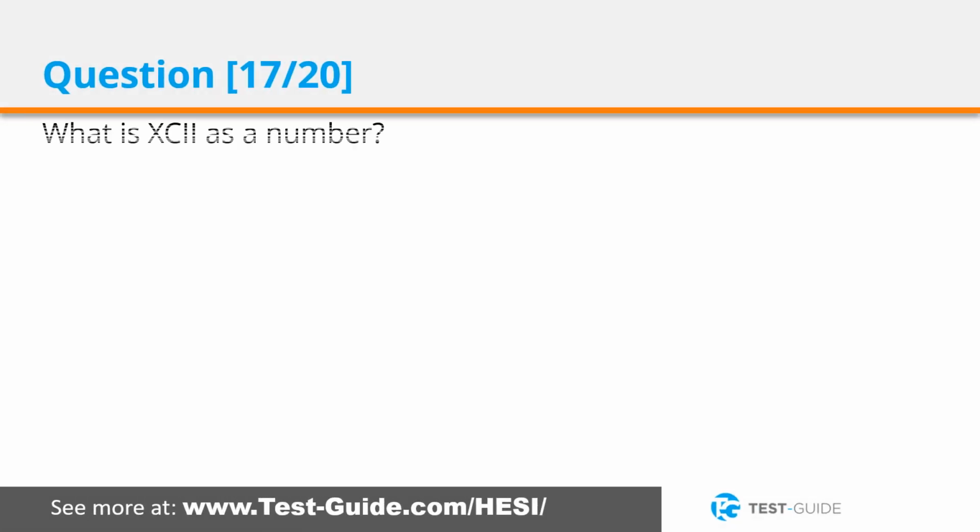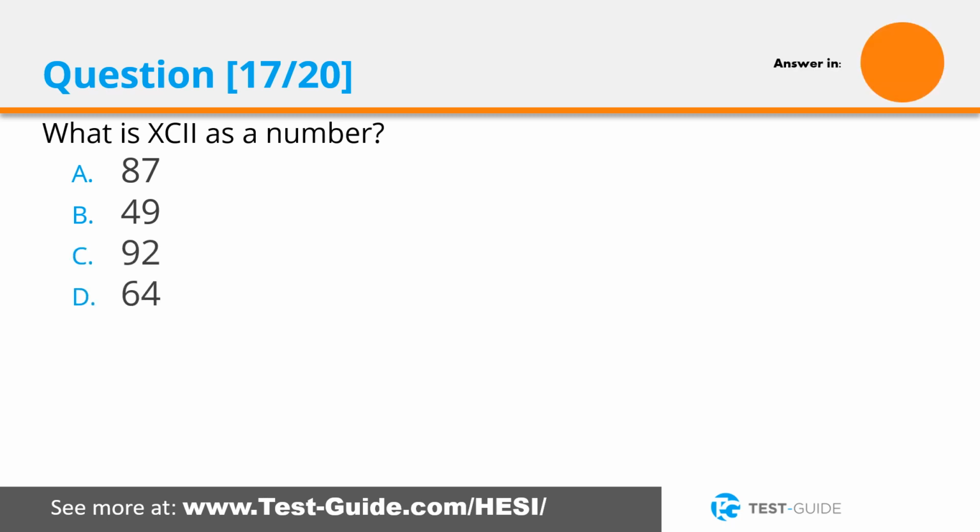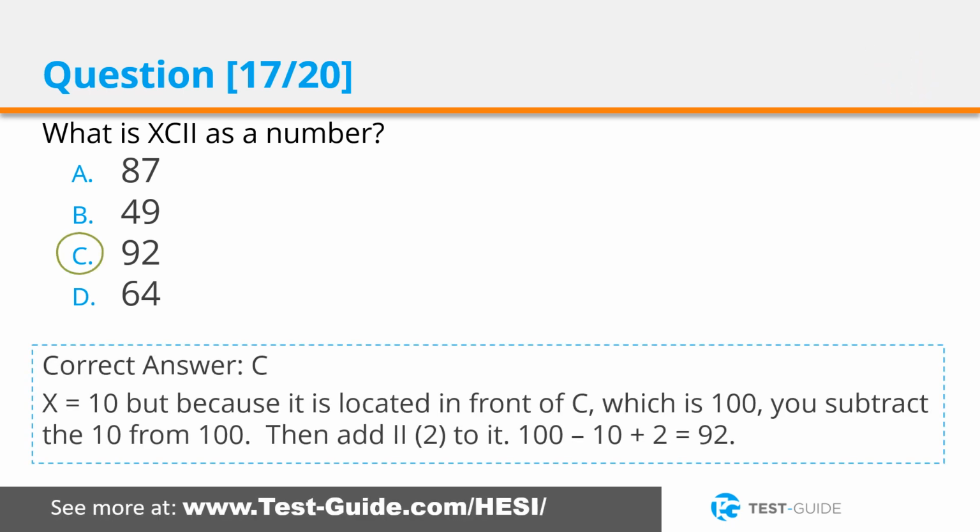Question 17. What is XCII as a number? 87, 49, 92, 64. Correct answer C. X equals 10, but because it is located in front of C, which is 100, you subtract the 10 from 100, then add II, or 2, to it. 100 minus 10 plus 2 equals 92.